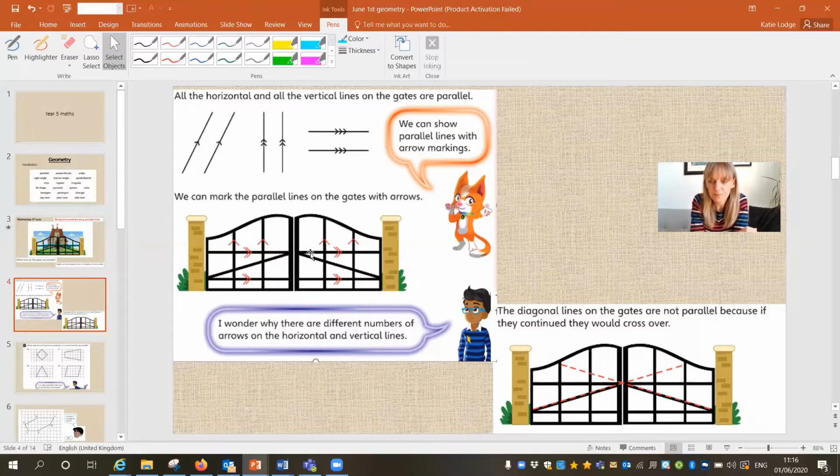Now, if you look down here, it says the diagonal lines on the gate are not parallel. Can you see where the red markings are on here? Now they're not parallel. Let's think, if we've got a parallel line, they can never meet and therefore never cross. So these lines here are crossing over. So if our train was going along those train tracks, it would definitely get in a bit of a twist. So those lines there are not parallel, so they haven't got any little arrows marked on them.